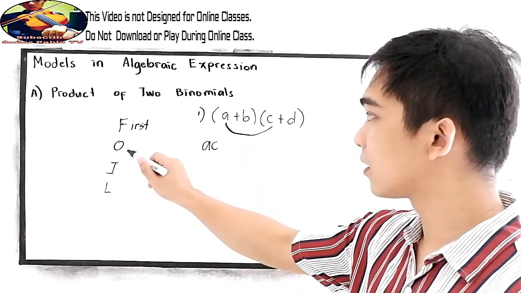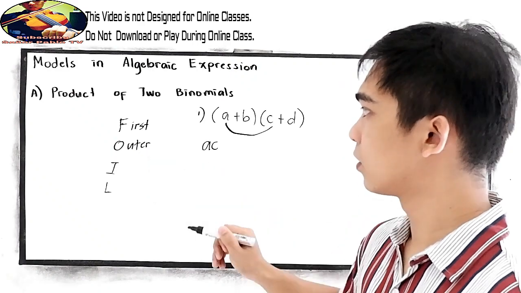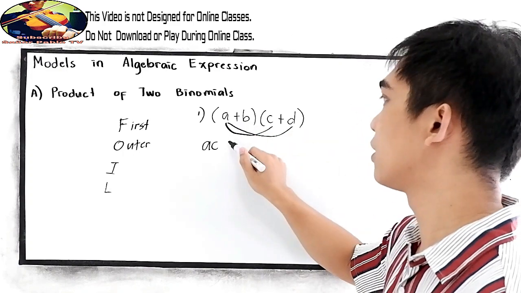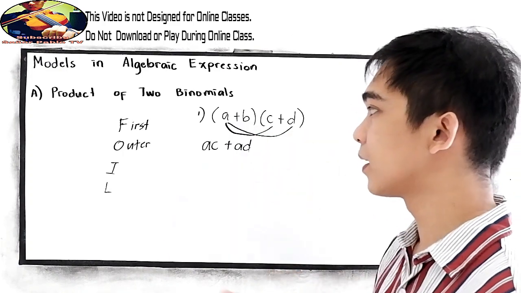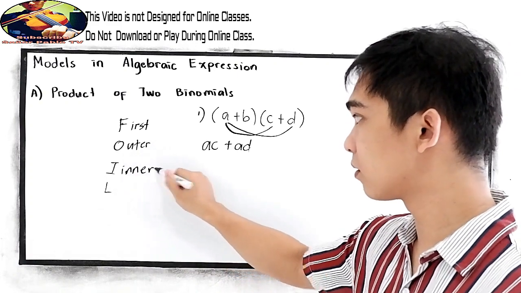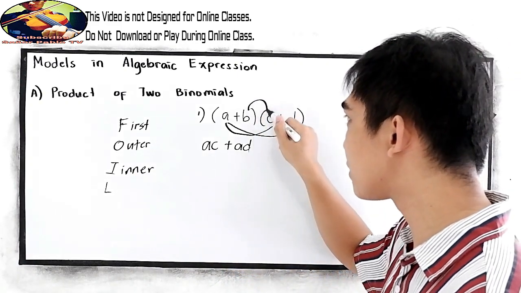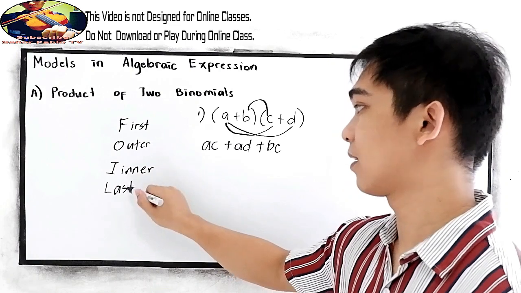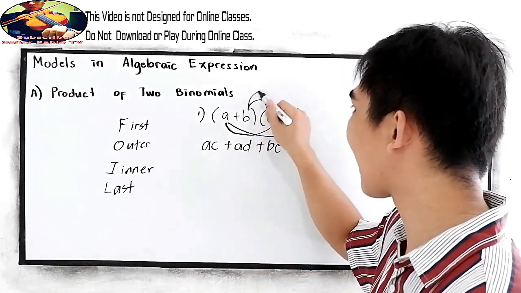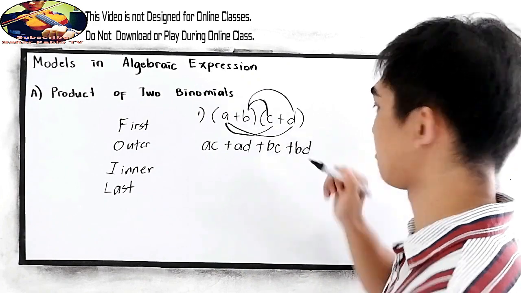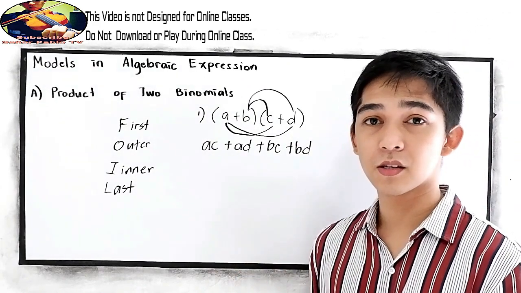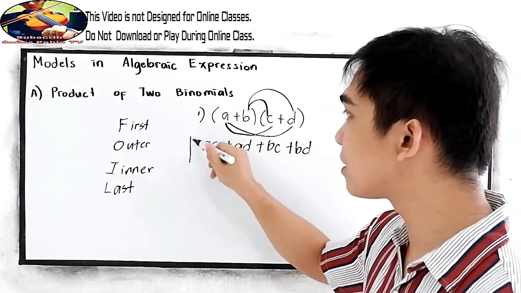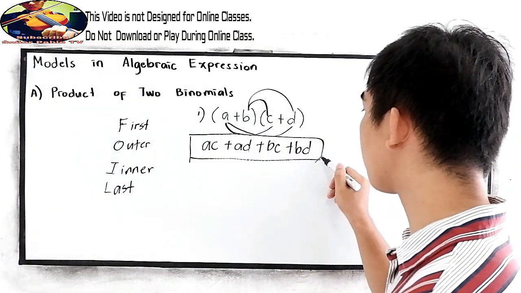Next, the outer terms. So the outer terms are A and D. So we're going to multiply A times D. So plus AD. Plus the inner terms. So inner, we have B times C. So plus BC. And the last terms. The last terms are B times D. So plus BD. So if we have like terms, we can combine them. But in this case, we don't have similar terms or like terms, so this will be the answer.